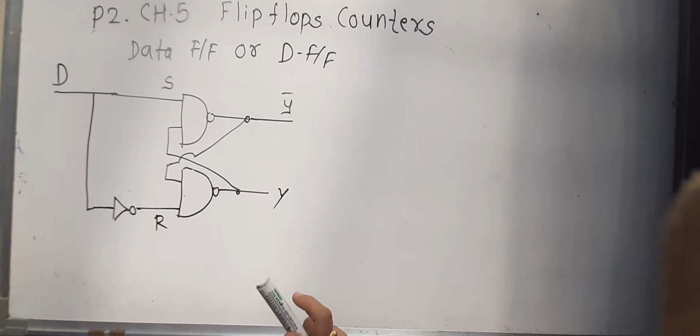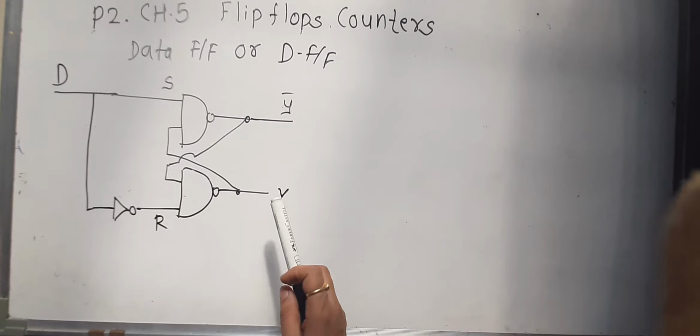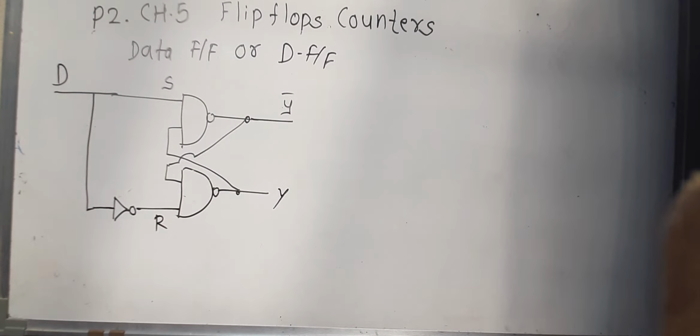Now let's start the next flip-flop, which is the data flip-flop or D flip-flop. We have seen three types of RS flip-flop: RS flip-flop using a transistorized circuit, using a NAND latch, and using a NOR latch. All questions are important. There is always one question on explain RS flip-flop, either using a NAND latch or a NOR latch.